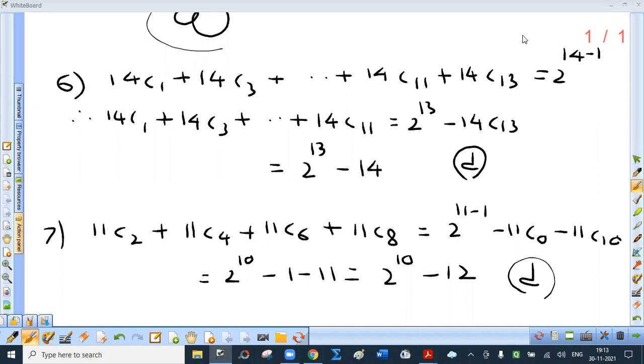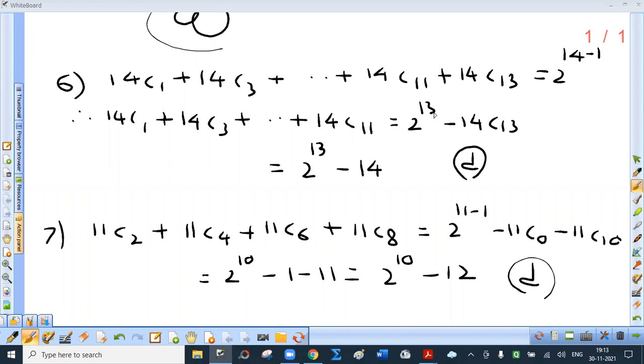Sum number 6. 14C1 + 14C3 up to 14C11 is, see, the sum of all odd binomial coefficients of order 14 is 2^13, right? But in that 14C13 is missing. So subtract 14C13 from 2^13. But 14C13 is nothing but 14 only, because 14C13 is 14C1. Or you can evaluate this also. So 2^13 − 14, which is given in option B.